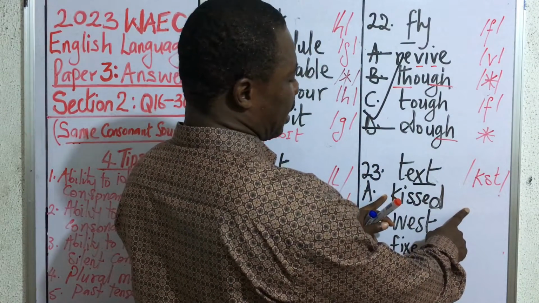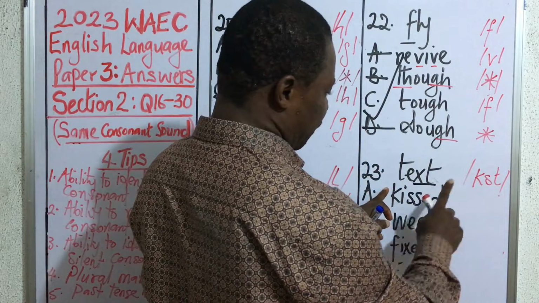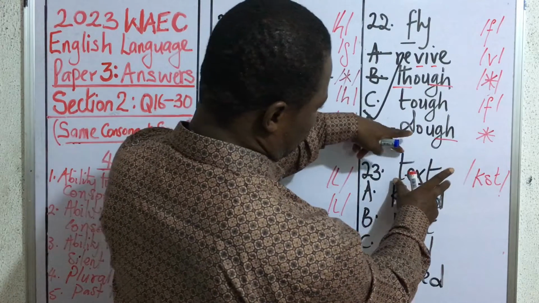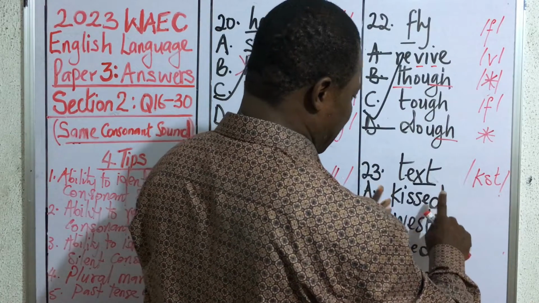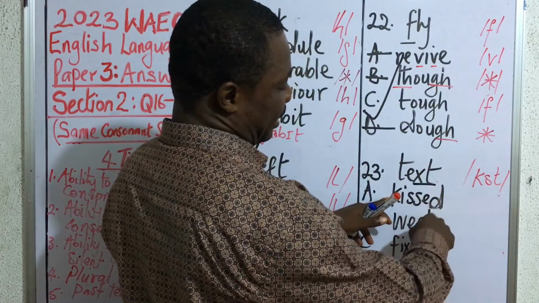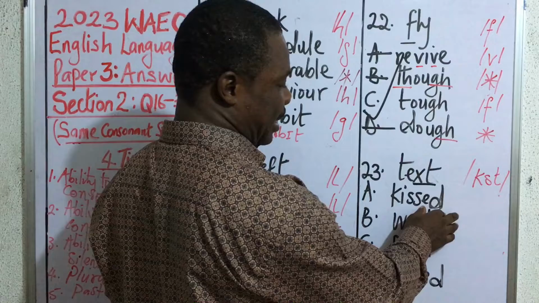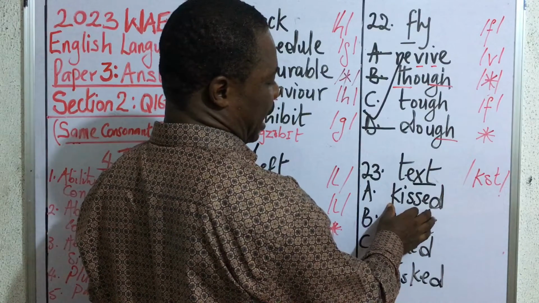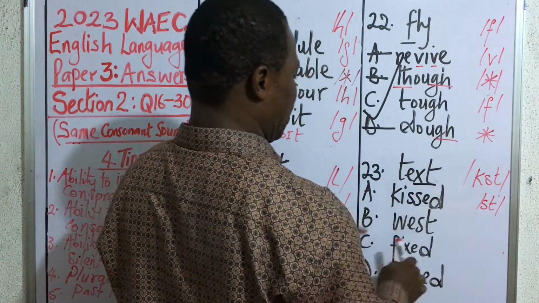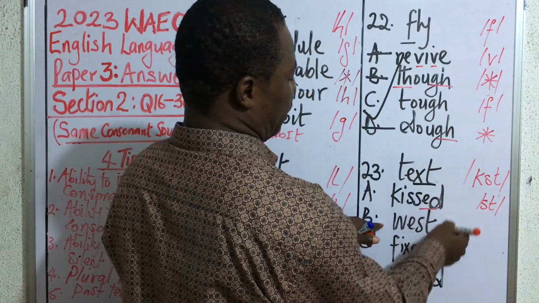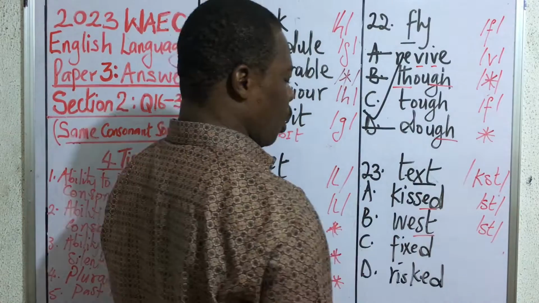So now let's examine the options. A, the first one is kissed. This question is very interesting because apart from testing students on clusters, it is now presenting us again with a word in its past tense. When a word ends with S and it is in past tense form, the ED that makes it past tense is usually pronounced as T. So this word is going to be pronounced as kissed. So the cluster here automatically will become ST. What about west? Fine. This one is a little bit easy to identify. So you are going to have ST here. That is west.